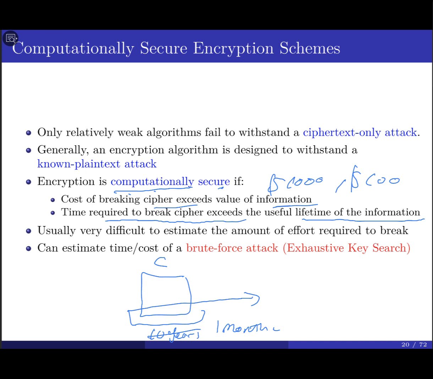Generally speaking, it's hard to come up with the time. For example, you're going to say 1 month or 2 months in order to break the system. That's why we can estimate the time, or the cost, of what is called the brute force attack, or exhaustive key search. What does that mean here? The easiest, most straightforward attack in this case, I'm going to say what? I'm going to try every possible key.